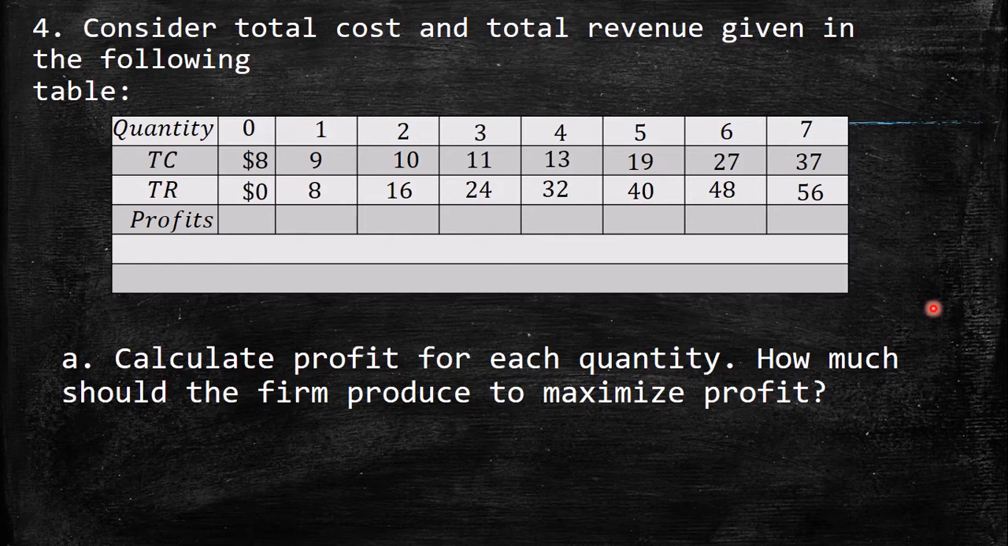Then we're going to figure out about profits. What is the definition of profits? Total revenue minus total cost. Minus 8, 1.